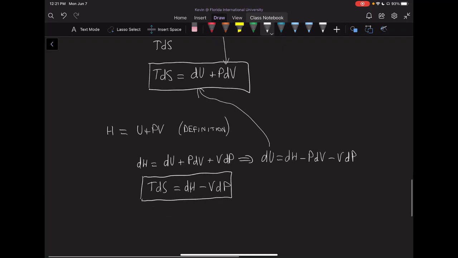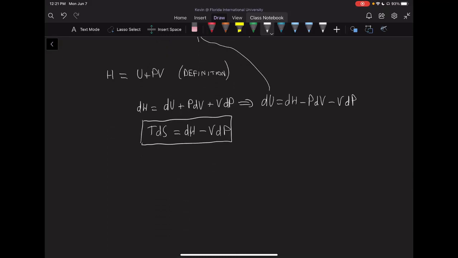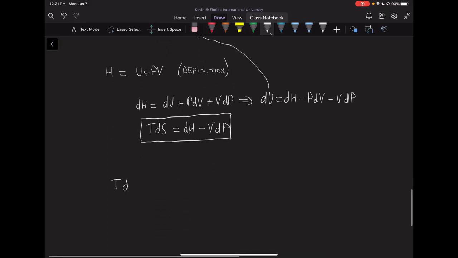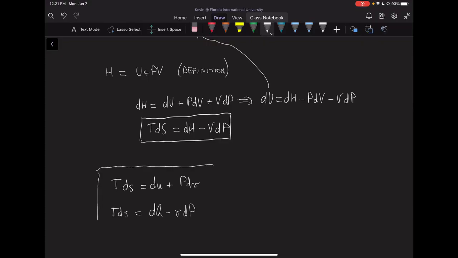Now, we can also write the equations in terms of their specific values. So we can say Tds with a small s is equal to du plus P dv, with specific volume. And we can say that Tds is also equal to dh minus v dP. Okay, so we can write the equations just like this if we want to as well. Those are the two ways to write the equations.